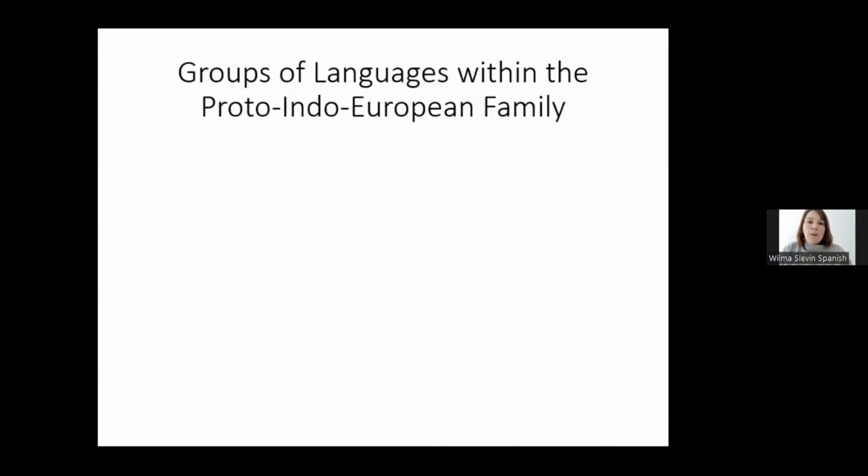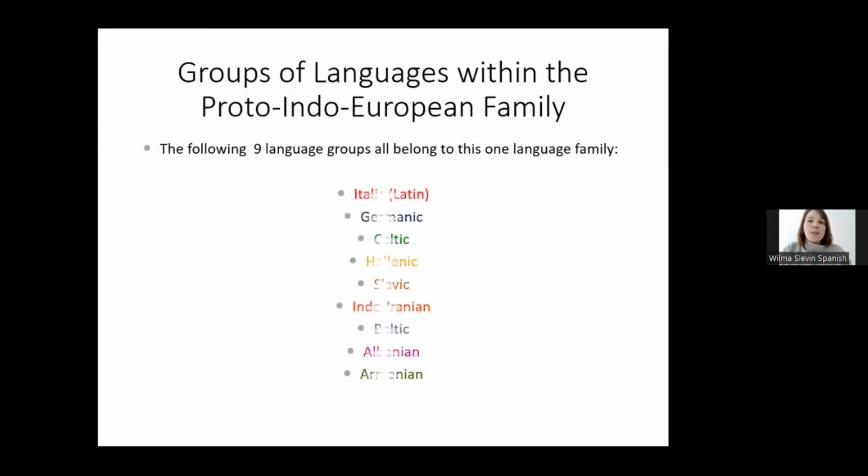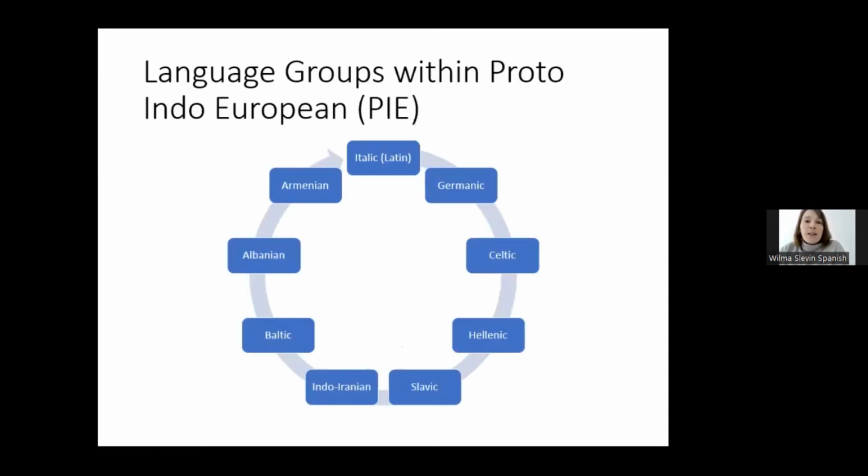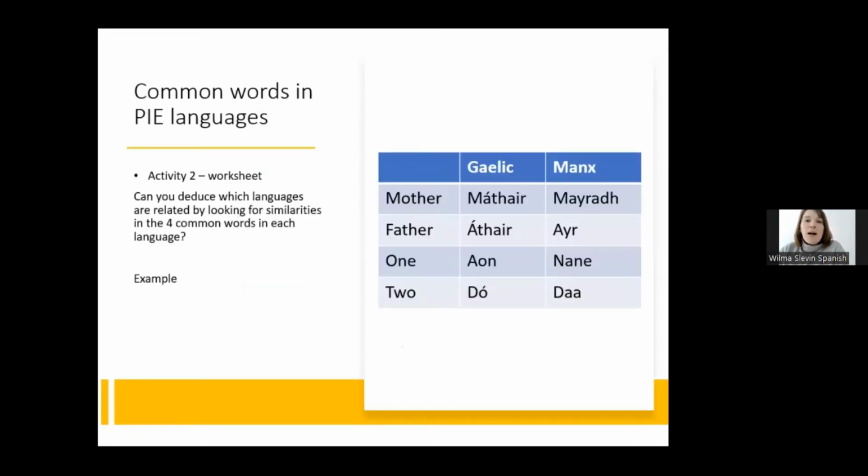So then we're looking at groups of languages within the Proto-Indo-European family. We have the following 9 language groups, which all belong to the one language family, the Proto-Indo-European family. There were a few other language families where there is no current living language left today, so we're only going to go with the ones where there actually are languages spoken today. These are the languages that we have, and then there's a worksheet where students have to figure out which words are similar.